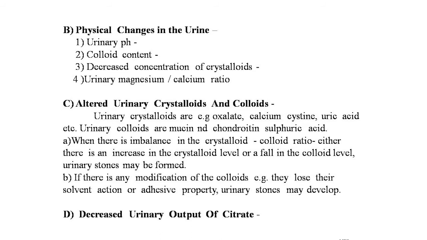When there is an imbalance in the crystalloid and colloid ratio, either an increase in the crystalloid level or a fall in the colloid levels, urinary stones may be formed. If there is any modification of the colloids, so that they lose their solvent action or adhesive property, urinary stones may develop. Next point is decreased urinary output of citrate.